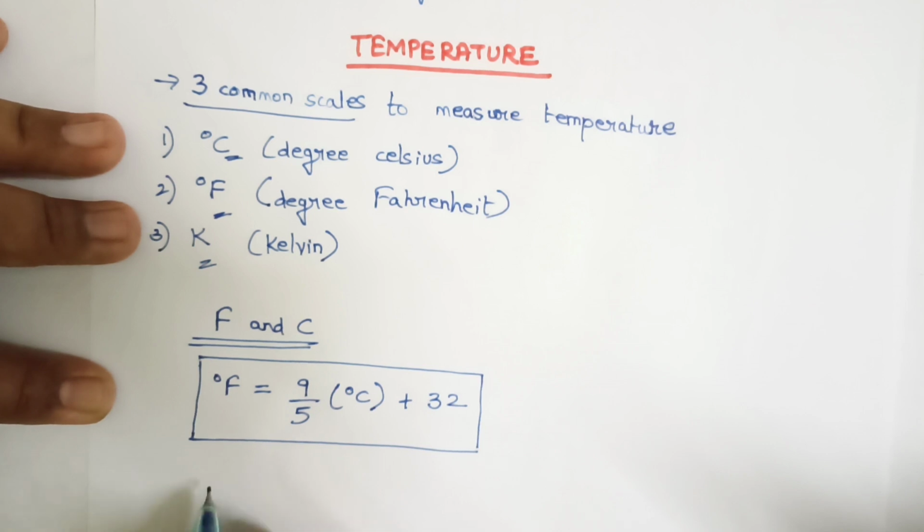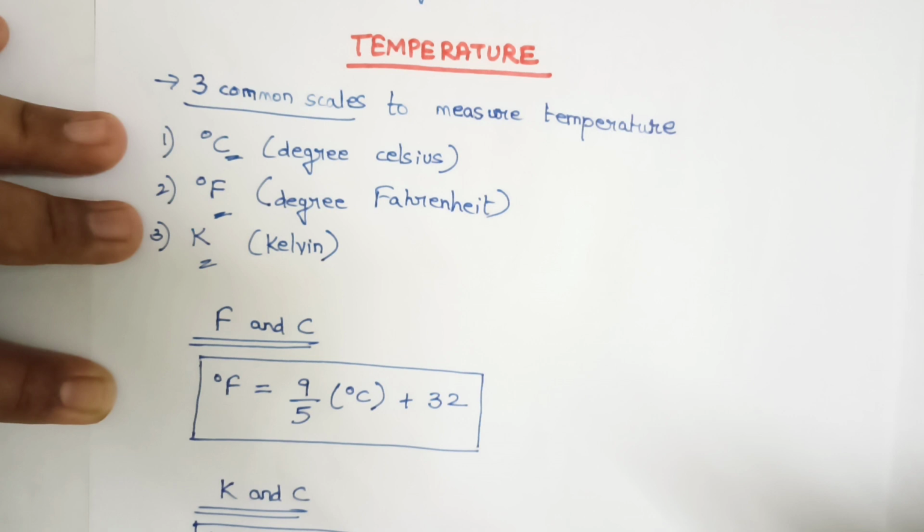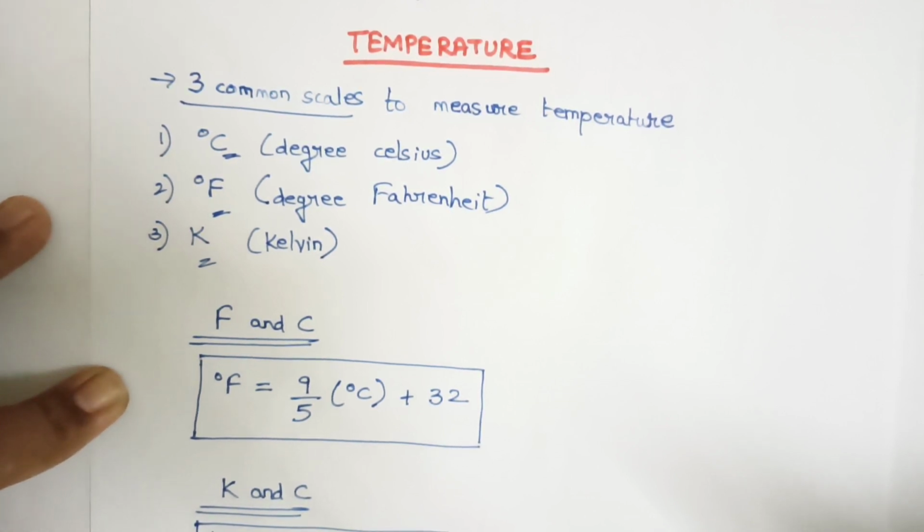Next, relationship between Kelvin scale and Celsius scale. Kelvin is equal to degree Celsius plus 273.15. Kelvin scale is equal to degree Celsius plus 273.15. So students, you have to remember these two formulas.